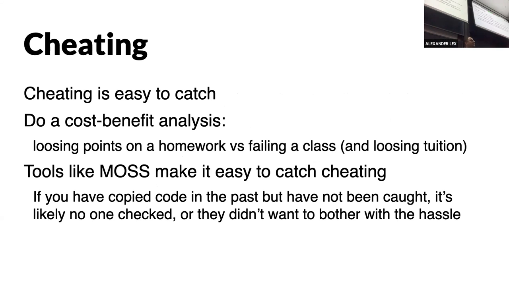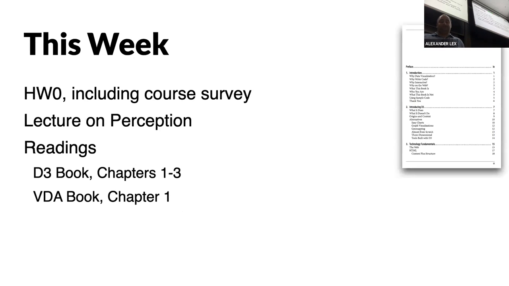Losing points on the homework is a minor nuisance, especially in this class where homeworks in total aren't that important, right? But you might fail the class, you might lose the money that you put into tuition, you might not be able to continue the program. So the 5 points that you might scrape together for homework is certainly not worth it, right? And as I said, tools like Moss make it easy to catch cheating. If you have cheated in the past and you weren't caught, it's most likely that somebody didn't check, right? Because checking is an effort, but it's easy to actually catch people.